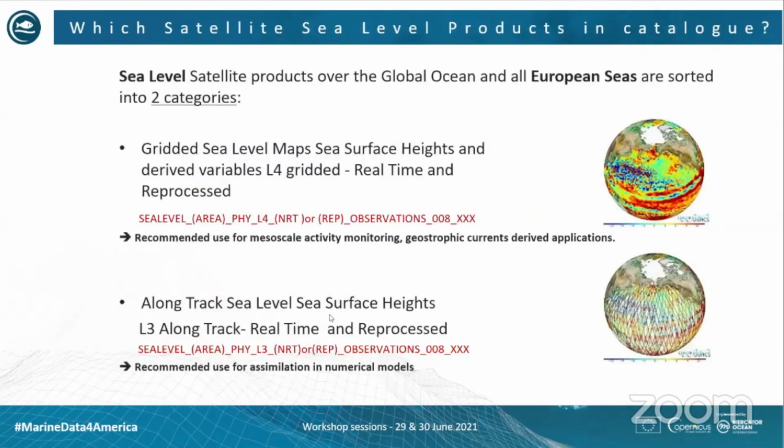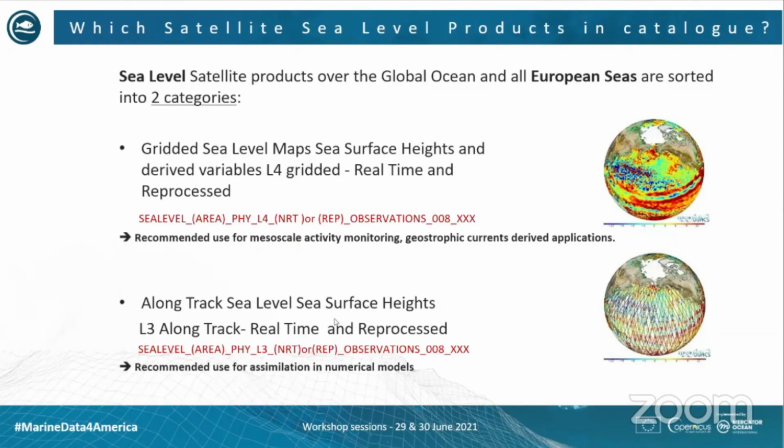So you have gridded products, which are fully filled maps with the sea surface heights and the derived variables I've just talked about. We recommend their use for mesoscale activity monitoring and geostrophic current derived applications, for example.